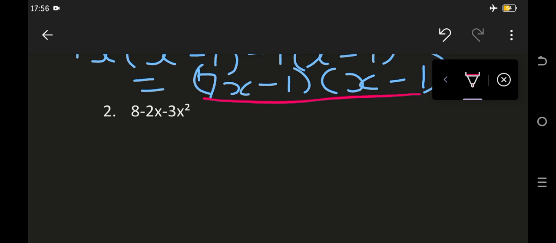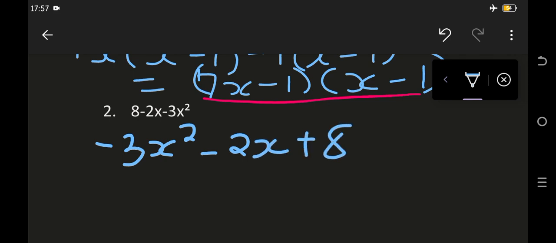Let us look at the answer for the quadratic expression in question number 2: 8 minus 2x minus 3x squared. The first thing you're going to do is to rearrange the expression such that x squared is coming first, then x second, and finally the number 8. So this will be negative 3x squared minus 2x plus 8.